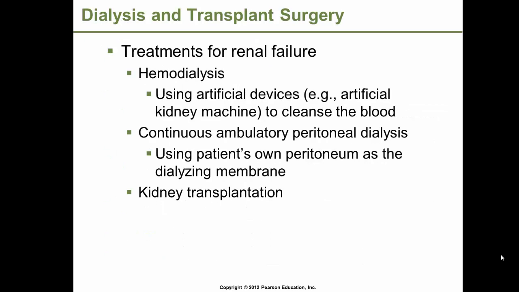Treatments for renal failure are hemodialysis or continuous ambulatory peritoneal dialysis. Hemodialysis uses artificial devices such as artificial kidney machines that cleanse the blood. The continuous ambulatory peritoneal dialysis basically uses the individual's own peritoneum as the dialysis membrane, or there's also kidney transplantations.